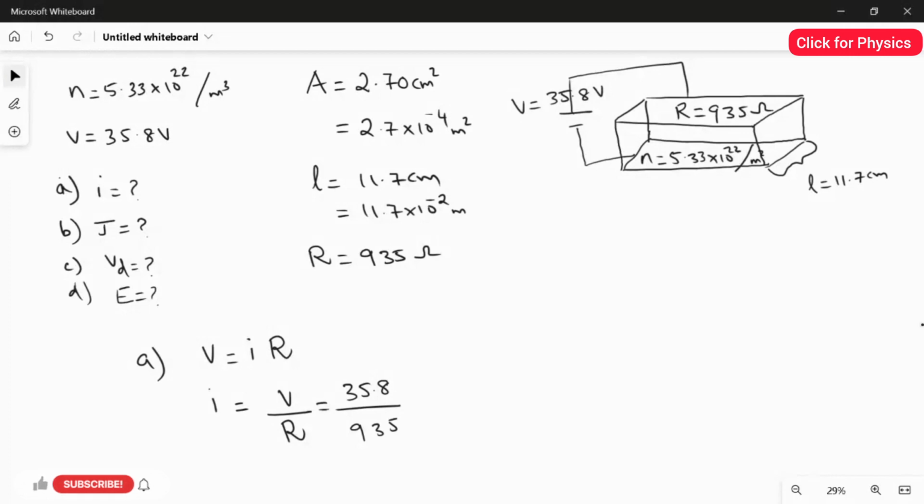So let's see what is the answer for this question. Okay, so 35.8 divided by 935, I got the answer as 0.0382 ampere, because the unit for the current is ampere. So this is the answer for the first question.